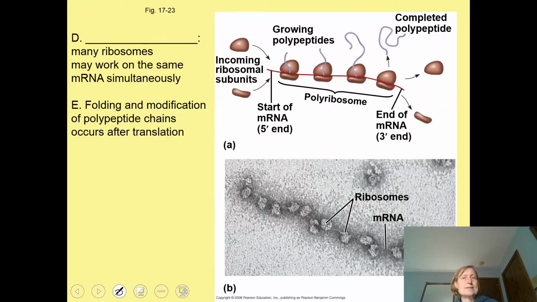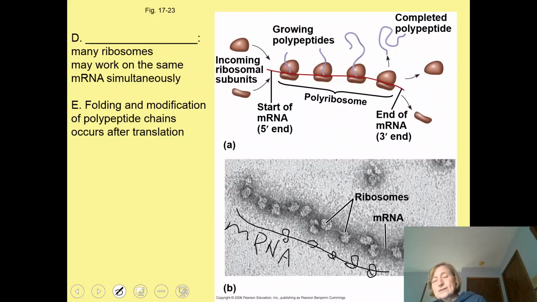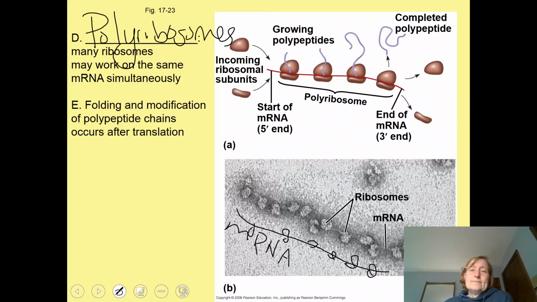A couple other components here. What we do notice is that during translation, many ribosomes can be working at the same time to translate an mRNA molecule. And so here's a nice picture of an mRNA molecule with lots of ribosomes on it, doing the job of translating. Those little blobs there are those tiny little ribosomes doing the job of translating the mRNA molecule. We call that a situation of polyribosomes. Okay? That just makes translation faster, right?